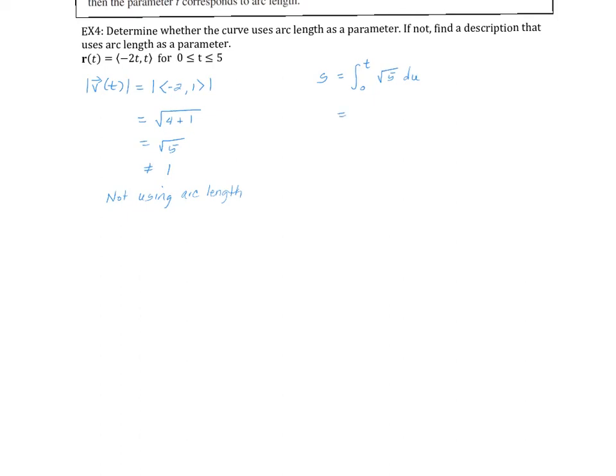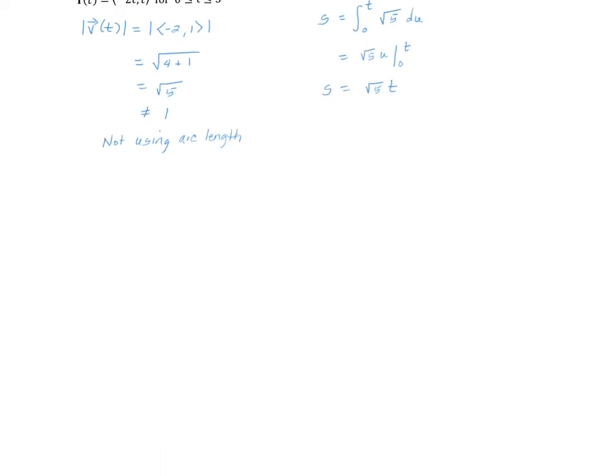So our fundamental theorem of calculus says that this is going to be the square root of 5 u evaluated from 0 to t, which is just the square root of 5 t. So remember, this was our s. Arc length is square root of 5 t. To rewrite my equation in terms of arc length, all I have to do is solve this equation for t by dividing both sides by the square root of 5. And then simply replace those t values in my equation with s over the square root of 5.